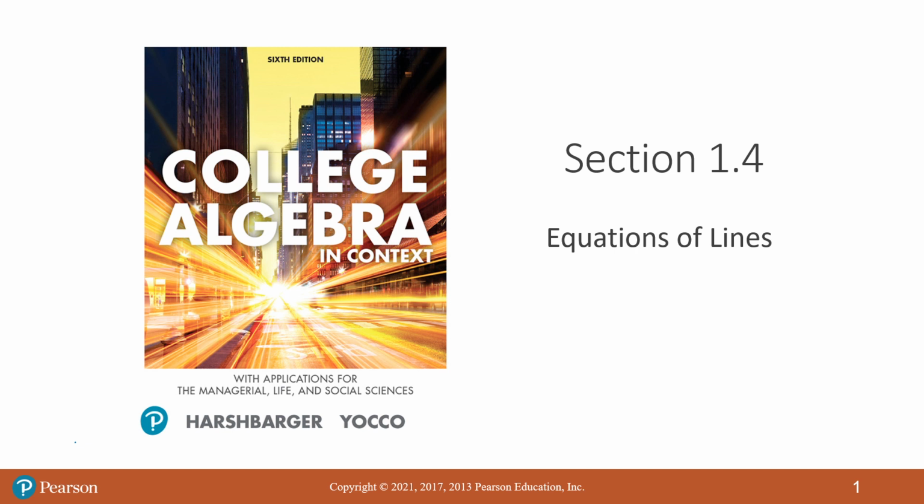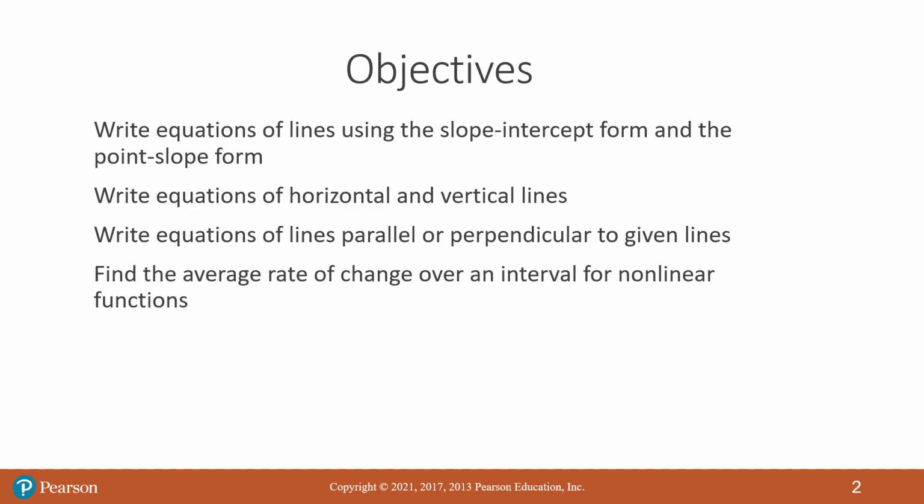Class. Today we're going to go over section 1.4, equations of lines. Our objectives today are to write equations of lines using the slope-intercept form and the point-slope form. We want to write equations of horizontal and vertical lines. We want to write equations of lines that are parallel or perpendicular to given lines. We want to find the average rate of change over an interval for nonlinear functions.